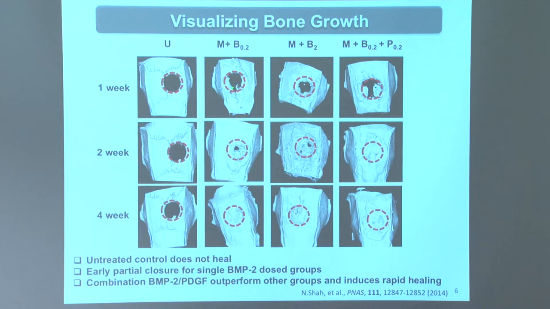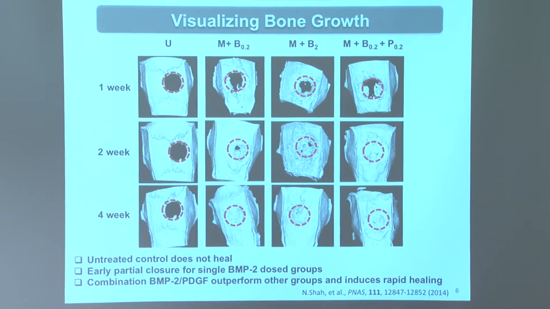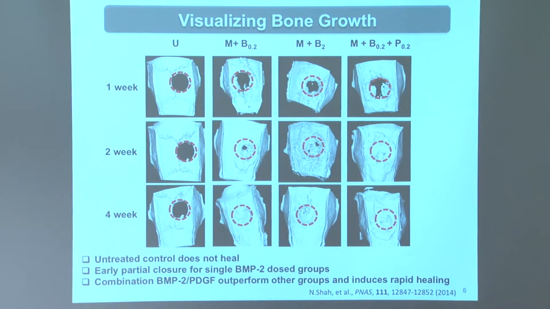And with just 0.2 micrograms, we're able to see significant healing. It's worth saying something about the dose here, because typically BMP2 is delivered in the form of a collagen sponge that releases in a bolus form, and you have to use something like 3 to 5 milligrams of BMP2. That's $3,000 to $5,000 worth of protein. Here we're looking at orders of magnitude lower doses in this localized release, and we're releasing over long time periods.